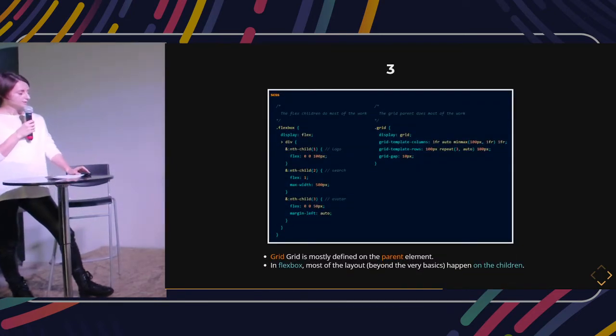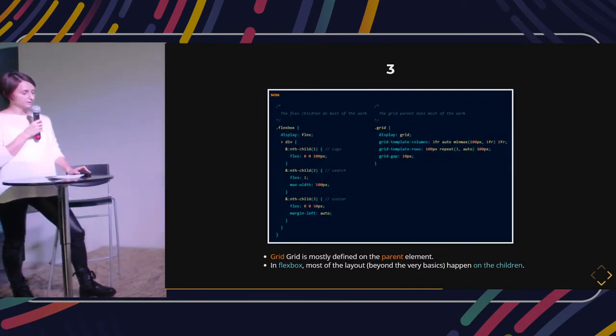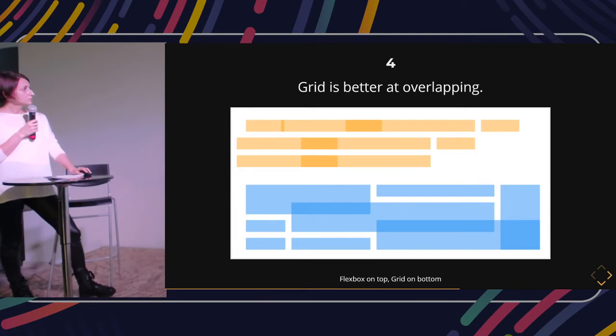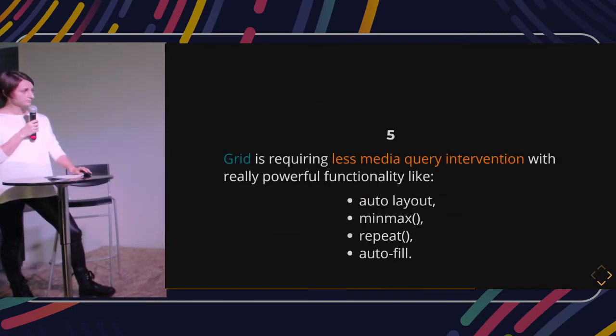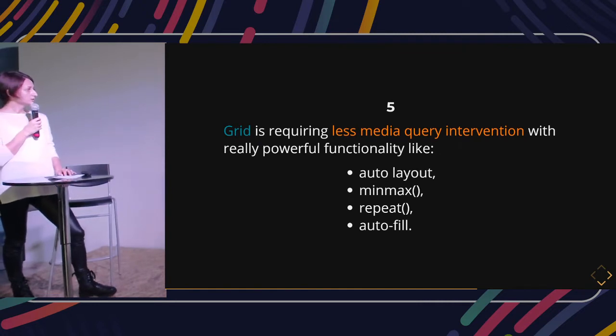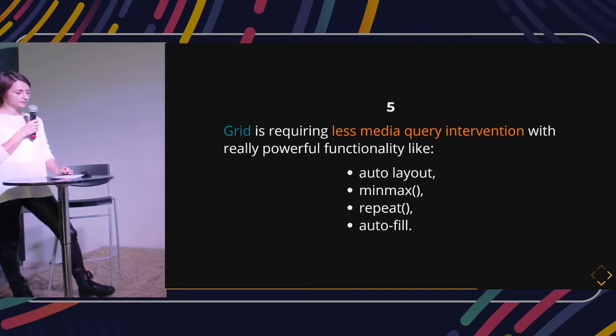Grid is mostly defined on the parent element. In Flexbox, most of the layout beyond the very basics happens on the children. Also, Grid is better at overlapping. Grid requires less media query intervention with really powerful functionality like auto layout, minmax, repeat, and autofill.